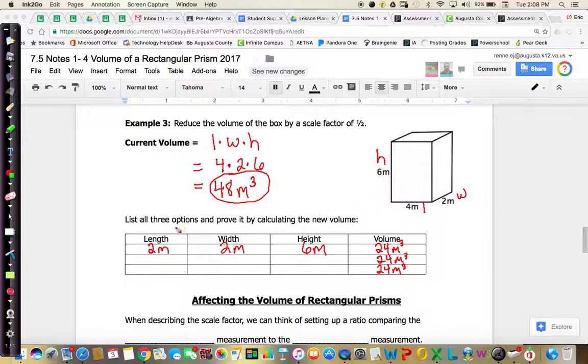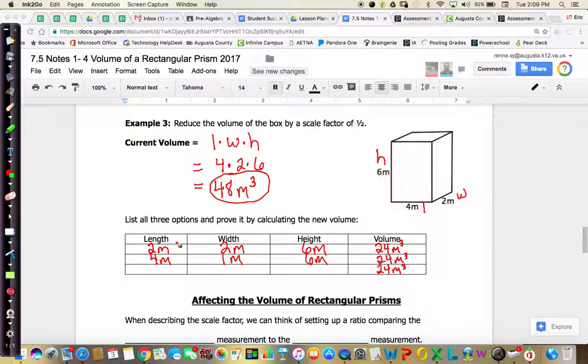So we changed the length, so the next one is to change the width. So the original width is 2. Half of 2 is 1, so I'm going to write 1 meter. The original length is 4, so write 4 meters. And the original height is 6 meters. So let's verify that it multiplies to give us 24. 4 times 1 is 4, and 4 times 6 is 24. So that's correct.